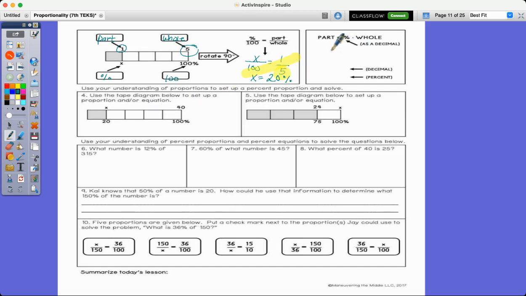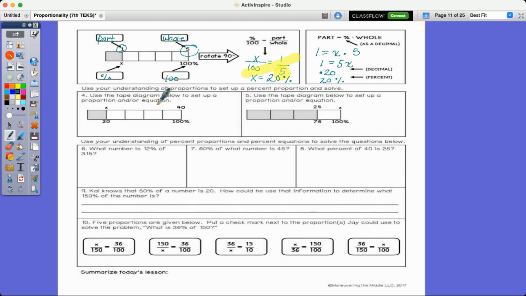Okay, let's fill this out. Part equals percent times whole as a decimal. So I have 1 equals X times 5. So 1 is 5X. And this is where I divide. That gives me my 1/5. So I get my decimal is 0.20. And this time to the right, to the right. Everybody moves your decimals to the right 2 places to get your percent.